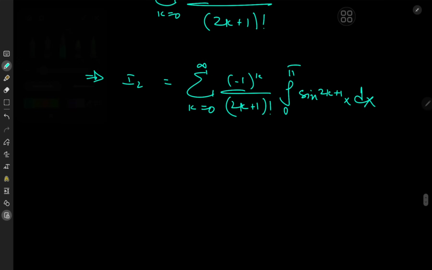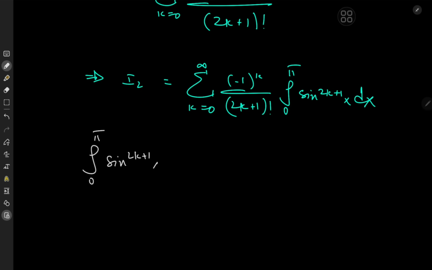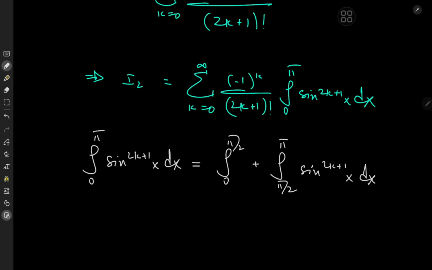Okay, cool. Again, time to just break this down into one integral from 0 to pi over 2 and the other from pi over 2 to pi. So integral 0 to pi of sine to the 2k plus 1 of x dx. Anyway, so we have integral 0 to pi over 2 plus integral pi over 2 to pi of sine to the 2k plus 1 of x dx.